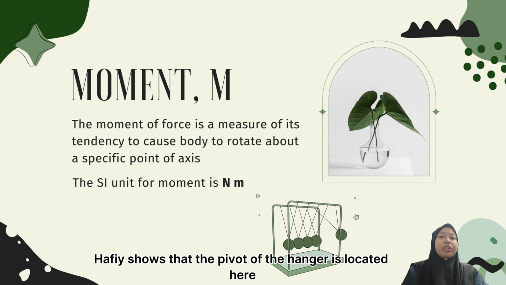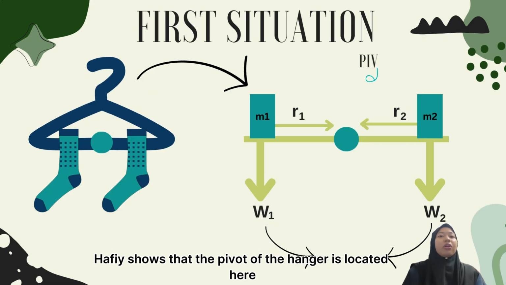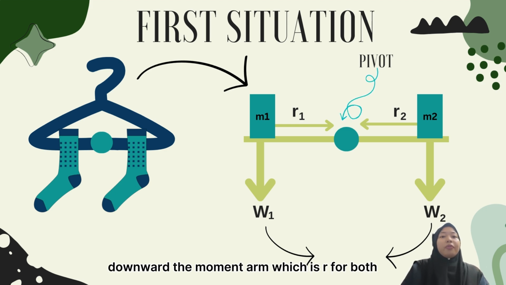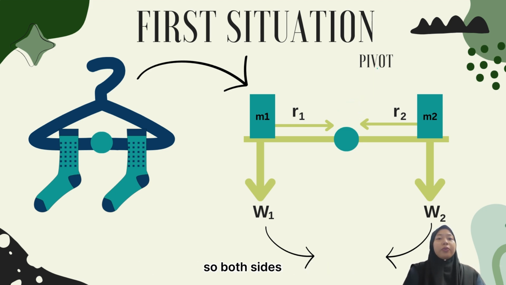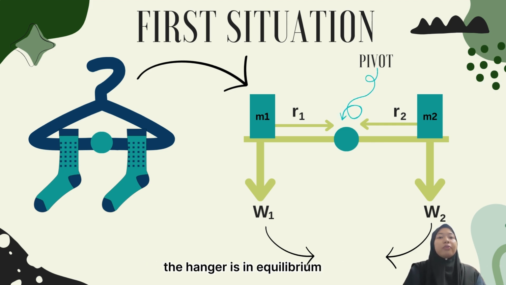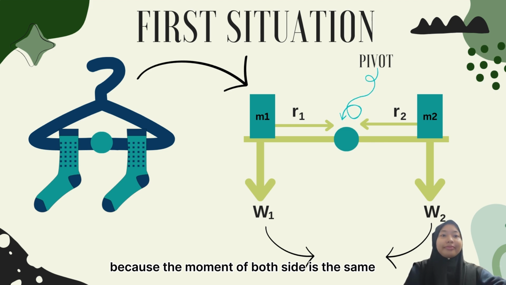In the first situation, Harvey shows that the pivot of the hanger is situated here. This force for both sides is acting downward. The moment arm, which is R for both, is perpendicular to the weight force. So, both sides will only have a tendency to rotate. In this situation, the hanger is in equilibrium because the moment of both sides is the same.